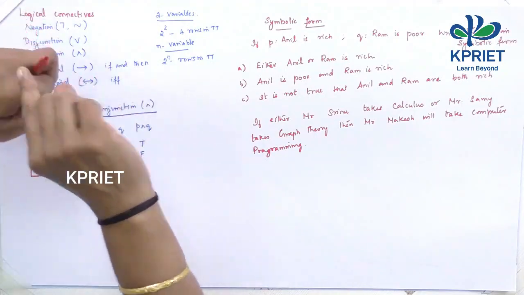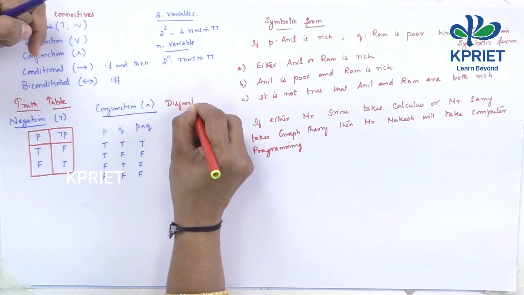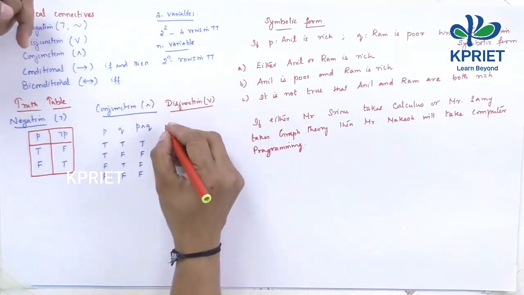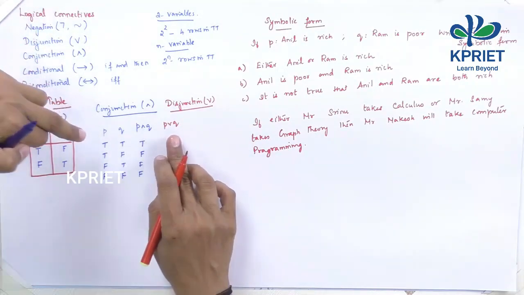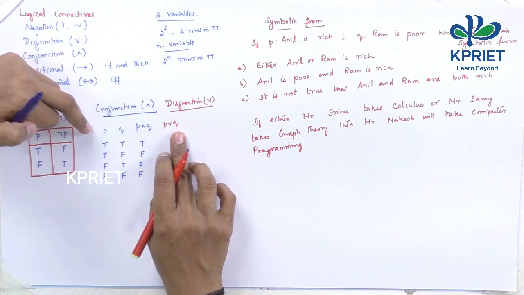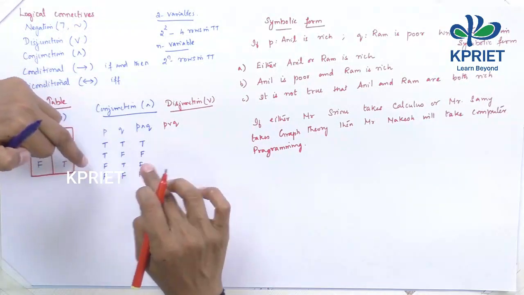Next, for disjunction. So disjunction is OR, right? Which is P or Q. Here also in this statement I have 2 variables. So how many possible rows will we have in the construction of a truth table? We will have 2 power 2, which is 4. So this is how we will have it.